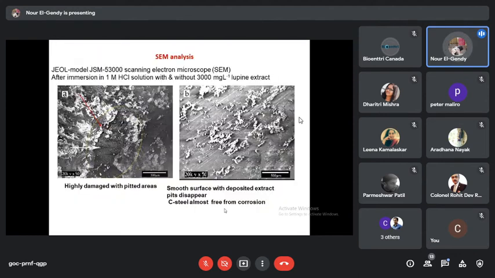This is the scanning electron microscope picture, showing the highly damaged, pitted area in the absence of the green corrosion inhibitor. On the right side is the smooth surface with deposited extract, the pits disappear, and the carbon steel is almost free from any corrosion when applying this corrosion inhibitor.